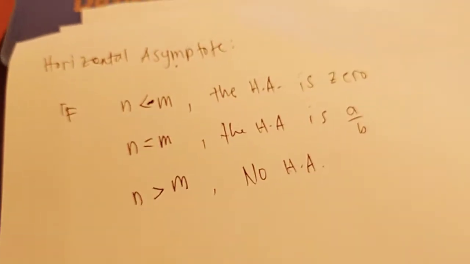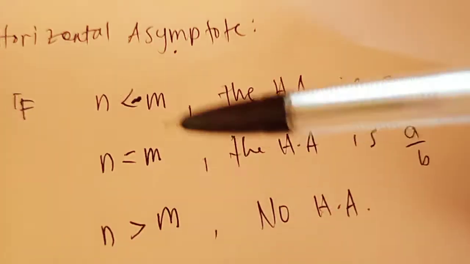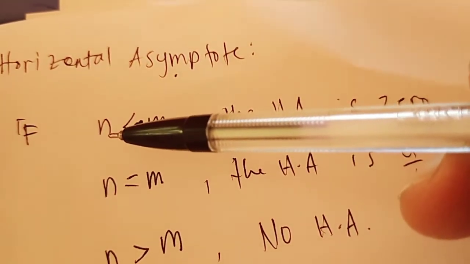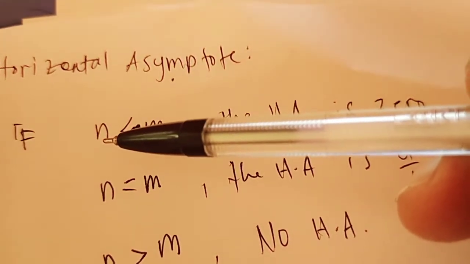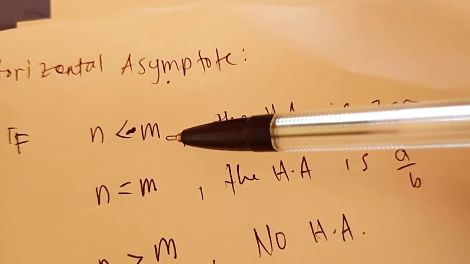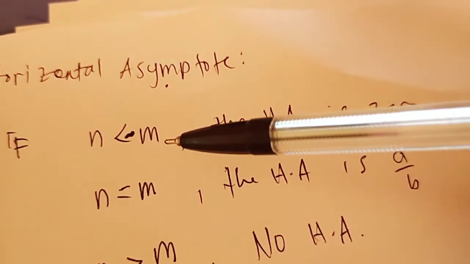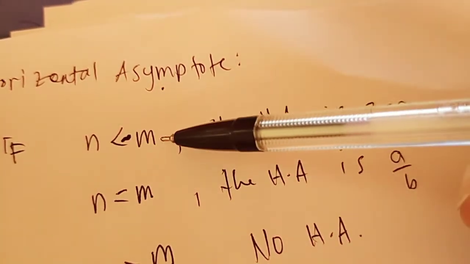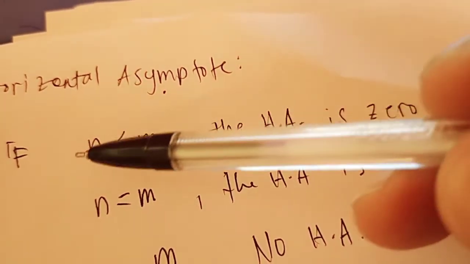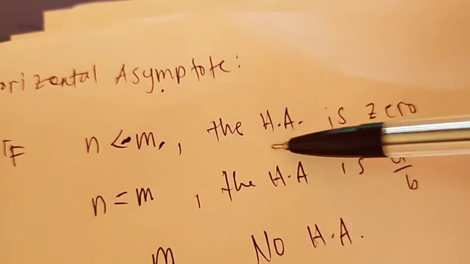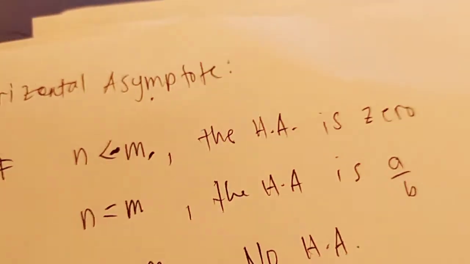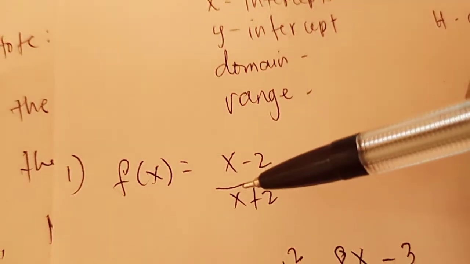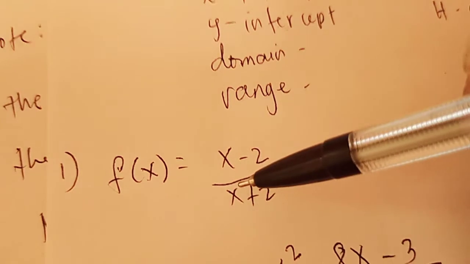Yung horizontal asymptote, eto. Let n be the exponent of the numerator, and m be the exponent of the denominator. Okay? If the exponent of the numerator is less than the exponent of the denominator, or n is less than m, then the horizontal asymptote is 0. Tingnan nga natin. Ano yung exponent nito? 1. Exponent nito 1. Hindi naman less than si n sa m.